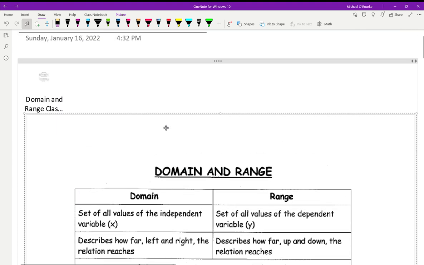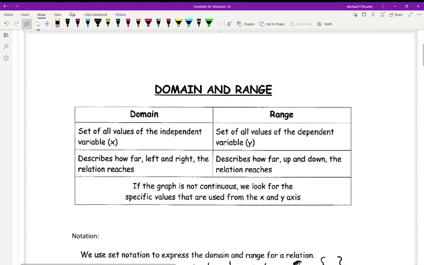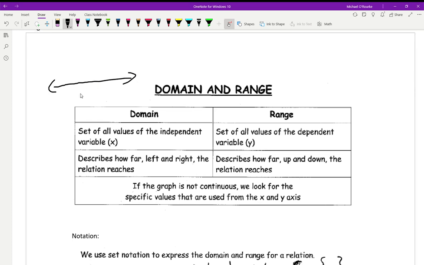So first of all, domain refers to the values that are represented on the x-axis. So domain is left and right. How far does it go left? How far does it go right? Well, range is in the vertical. How far does it go up and down?